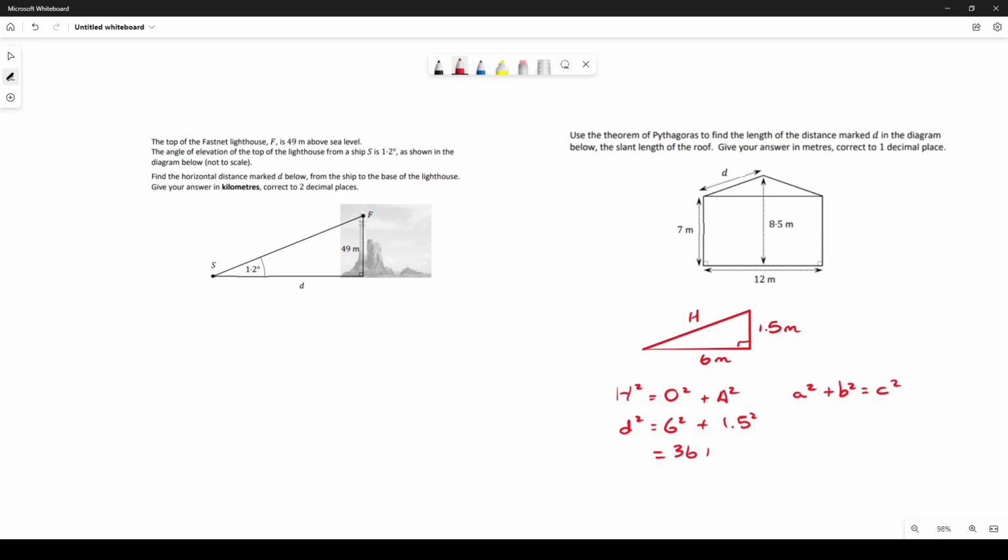And that is going to be 36. What's that? I think that's 2.25. Don't judge me if that's wrong. I think that's right though, but don't judge me if it's wrong. And then you get 38.25.